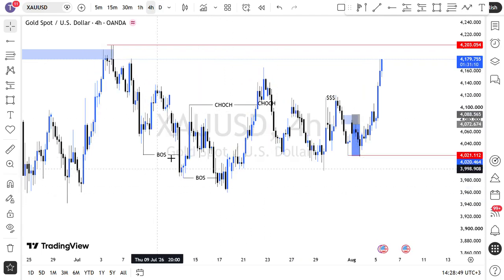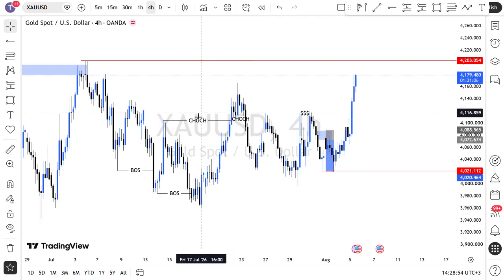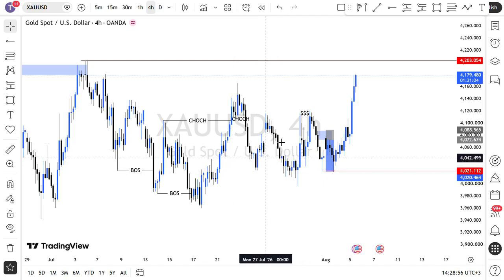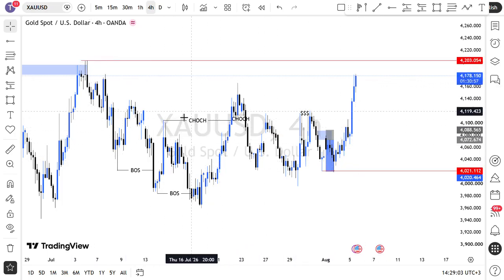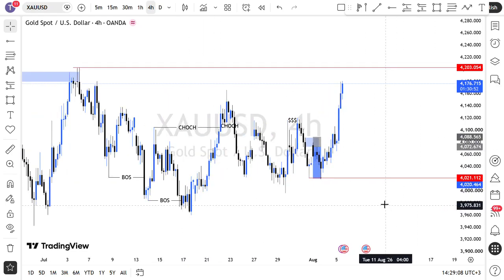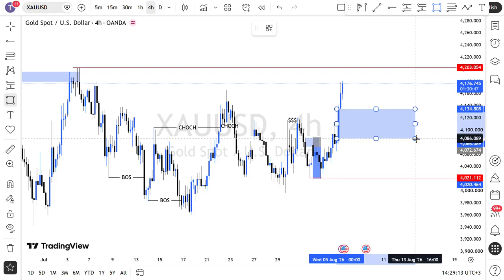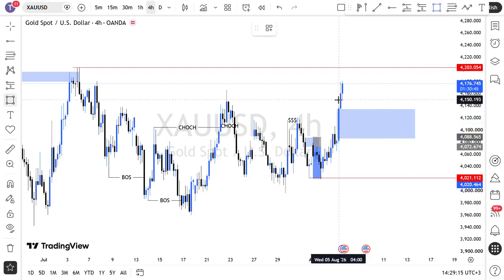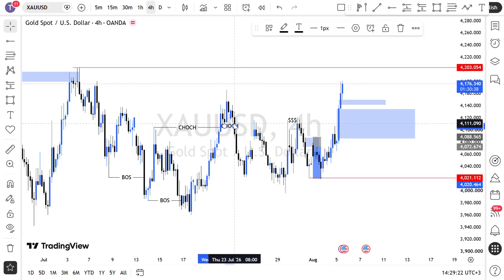So we had some very beautiful break of structures to the downside. Later on, the price formed this change of character, and then we have price consolidating around this area, and now price has been moving to that external liquidity because of this change of character. So at the moment, we have some beautiful fair value gaps below. We have these fair value gaps below that area, and then we have this small fair value gap there. And as of now, I expect price to come at least into this area.